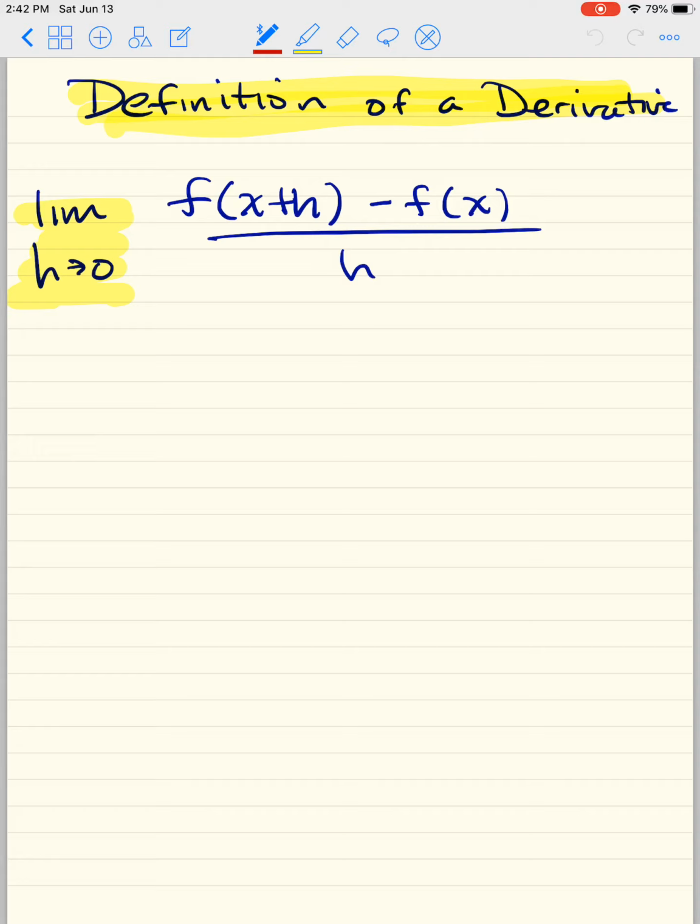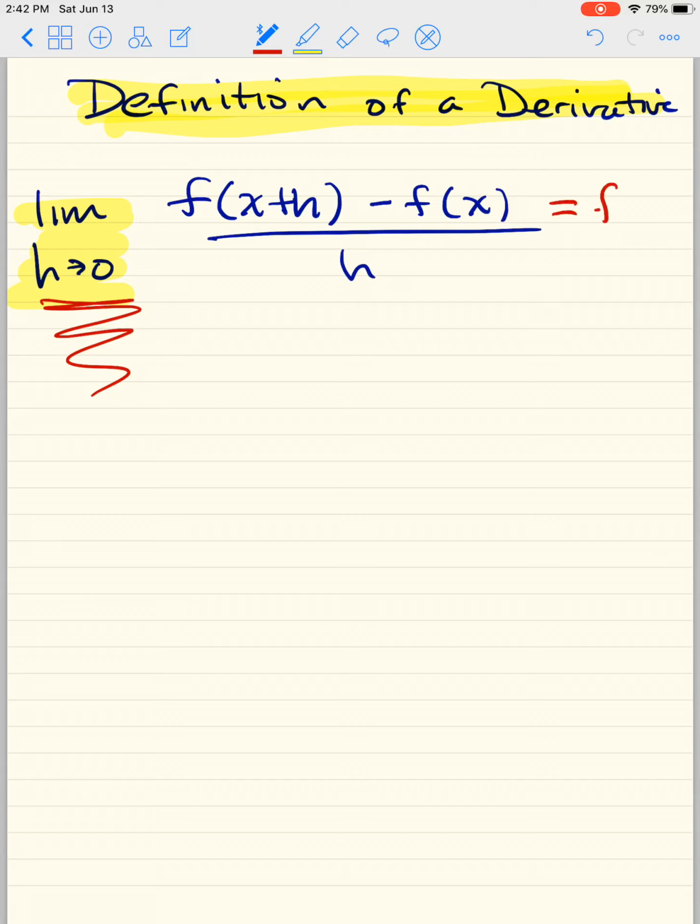So first, let me remind you guys, the definition of a derivative is the limit as h approaches 0 of f of x plus h minus f of x over h. This will help us find the slope of the tangent line, okay? And this here is basically a notation looking like this, f prime of x.